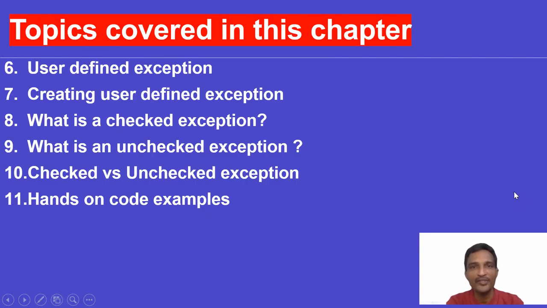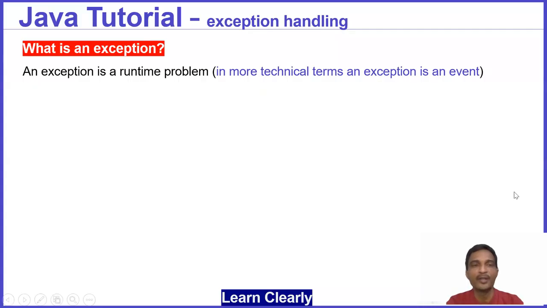Now let's move on and see the first question, what is an exception? An exception is a runtime problem. The meaning of the runtime problem is a problem that occurs during the execution time of the program rather than during the compile time of the program. In more technical terms, an exception is an event that is raised by the Java virtual machine.